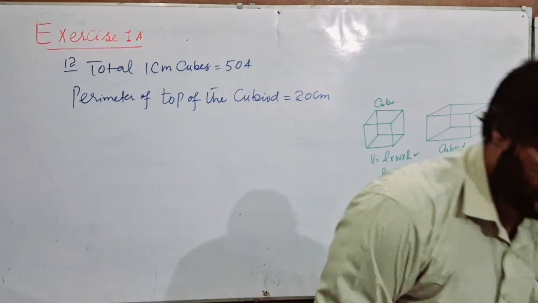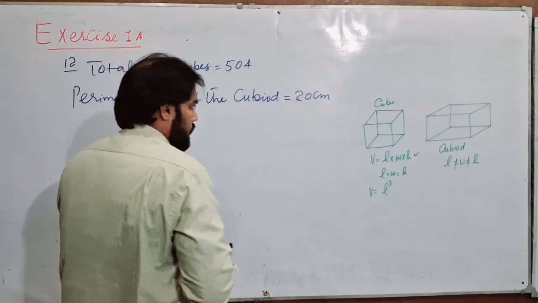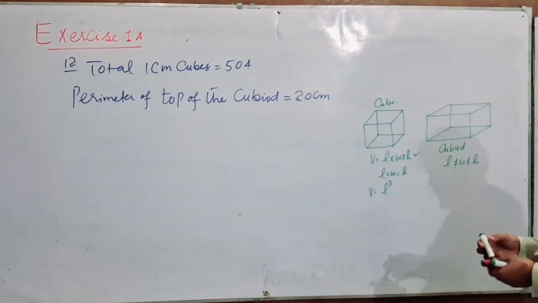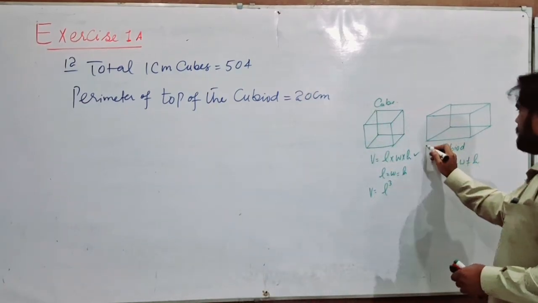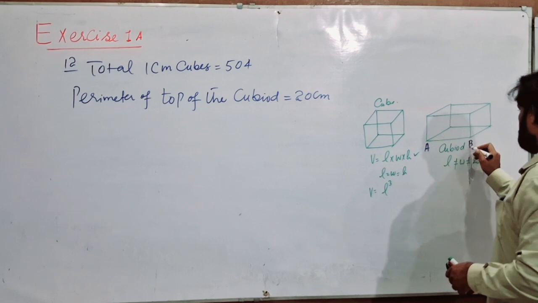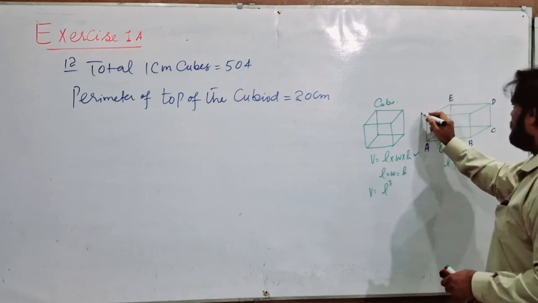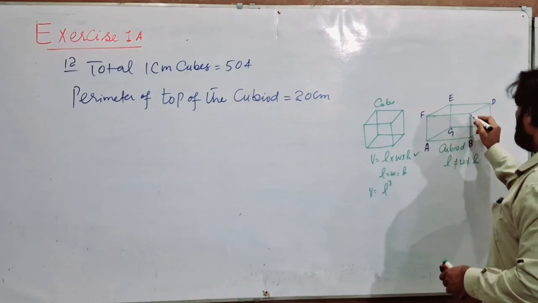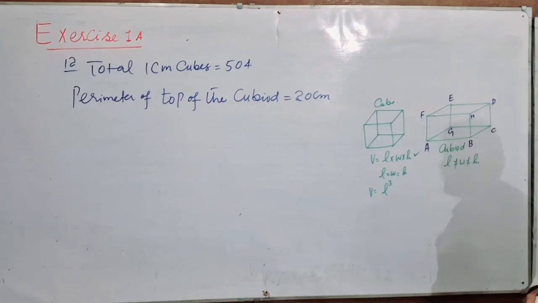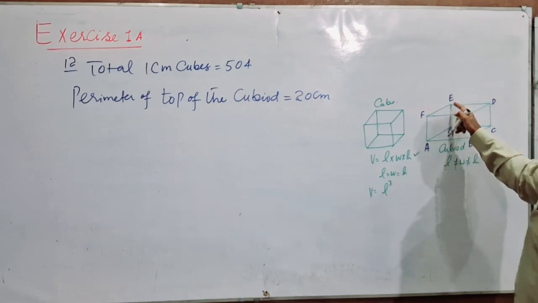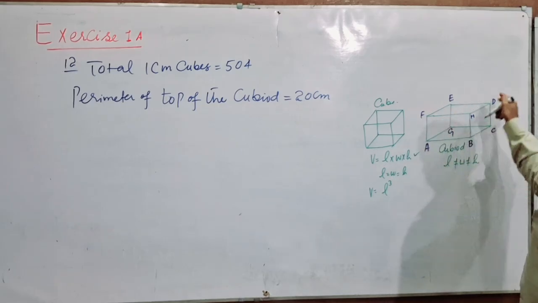Okay. Firstly, we make a cuboid. This is my cuboid that David makes. Its name is A, B, C, D, E, F, G, H. These are the vertices of the cuboid. What is its top? Its top is the rectangle EFHD.